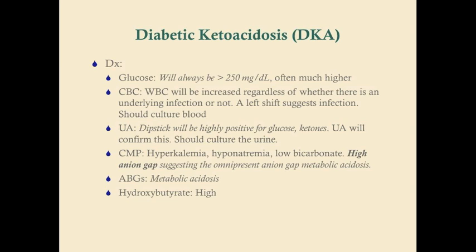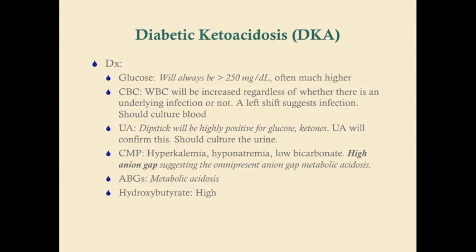Now, I want you to remember that white blood cells are always going to be increased regardless of whether there's an underlying infection. But if you have elevated neutrophils, an increased left shift, that suggests infection. So you should culture the blood no matter what, because infection can always be behind it. But a left shift or elevated neutrophils is suggestive of an active infection going on, which can spur on the DKA. With your urine, you're going to use a dipstick to check for glucose and ketones, and that can be done right away. If it's positive, which it should be highly positive, that's very suggestive of DKA. Your urinalysis will confirm this, and you should also culture the urine.